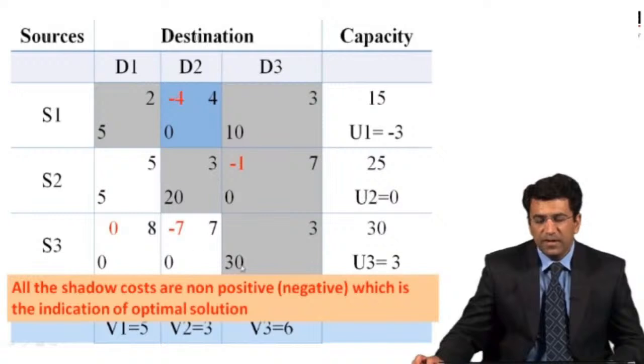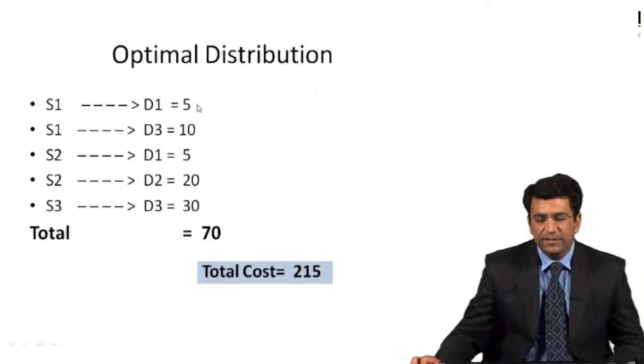And again we can supply 30 units from source S3 to destination D3, and the total cost for this particular route will be 30 multiplied by 3. So we can always add up this cost, and the total cost will become 215. So class, this is the particular route of transportation through which we will be able to minimize our total cost.